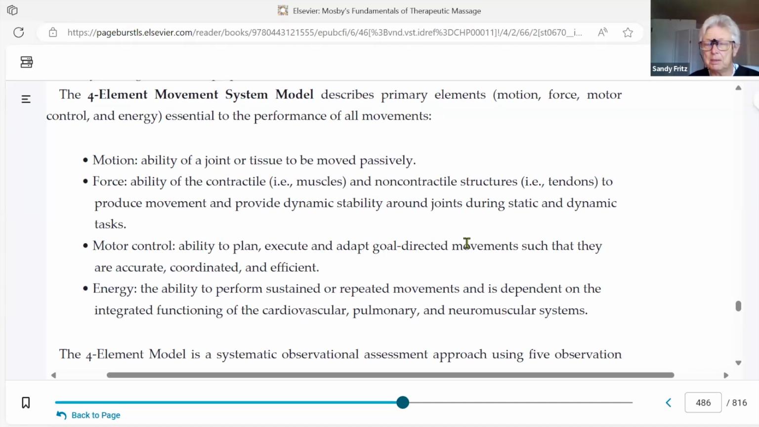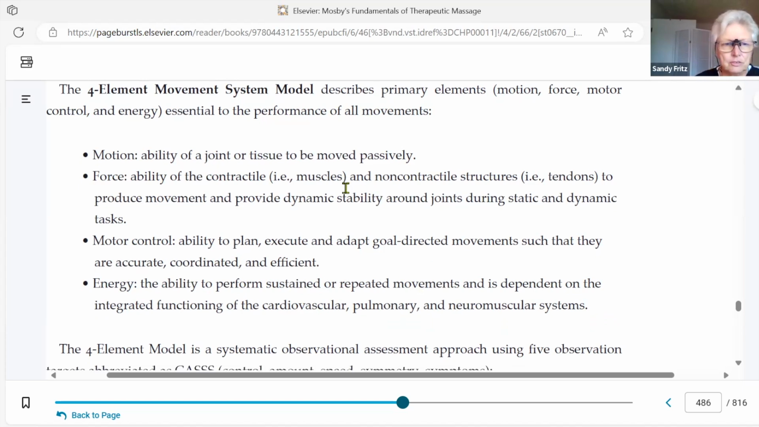So taking a step, standing on one foot, bending over. Is there an ease? Is there movement grace involved in that? Or do you see strain and compensation? And then energy and or stamina here, the ability to perform sustained or repeated movements, and how it is integrated into the cardiovascular, pulmonary, and neuromuscular systems. So this is a very good way to conceptualize function and dysfunction.